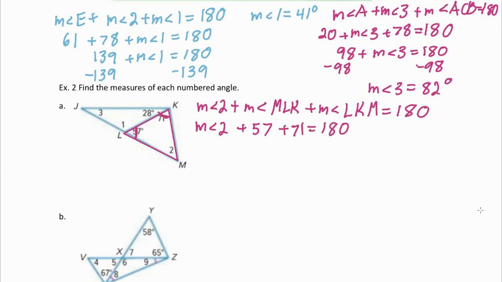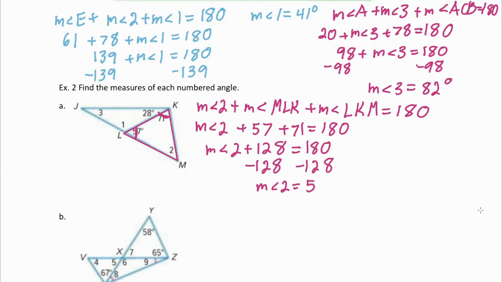So 57 plus 71 is going to give us 128. I'm sorry, not 0, 180. So then we can subtract 128 from both sides. And we'll get that the measure of angle 2 is 52 degrees. Which is great, but we still have to find the rest of the figure. So we're kind of looking at this picture, trying to figure out what's going on.